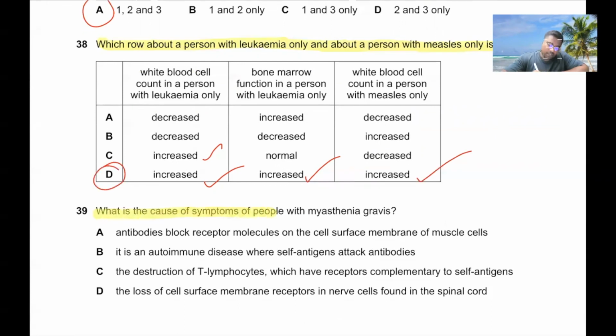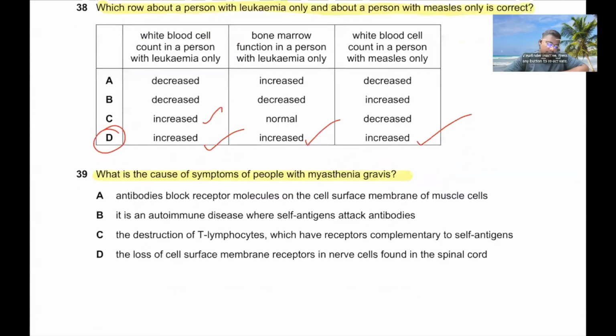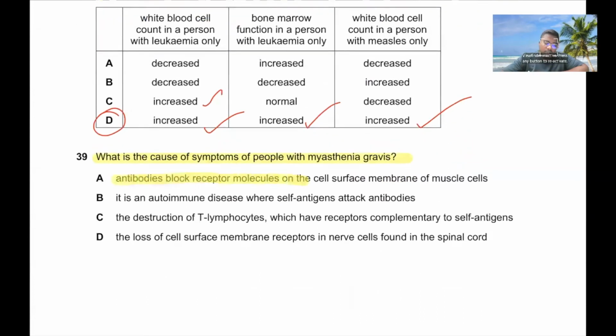What is the cause of symptoms of people with myasthenia gravis? Myasthenia gravis, antibodies block receptor molecules on the cell surface membrane of the muscle cells. Correct. Antibodies do block the receptors on the molecules in the cell surface membrane of the muscle cells.